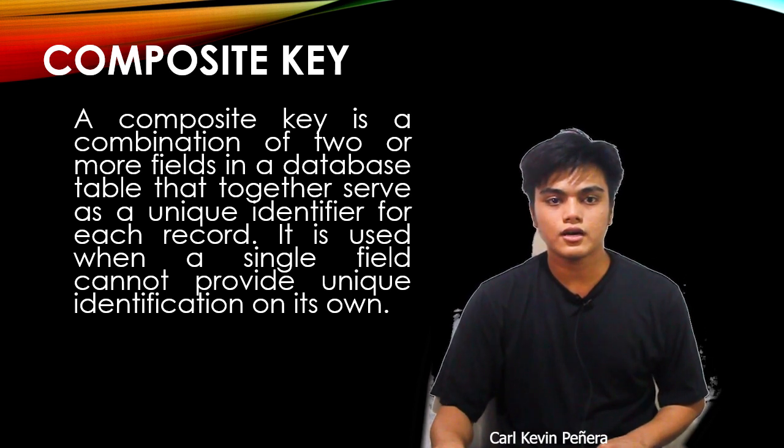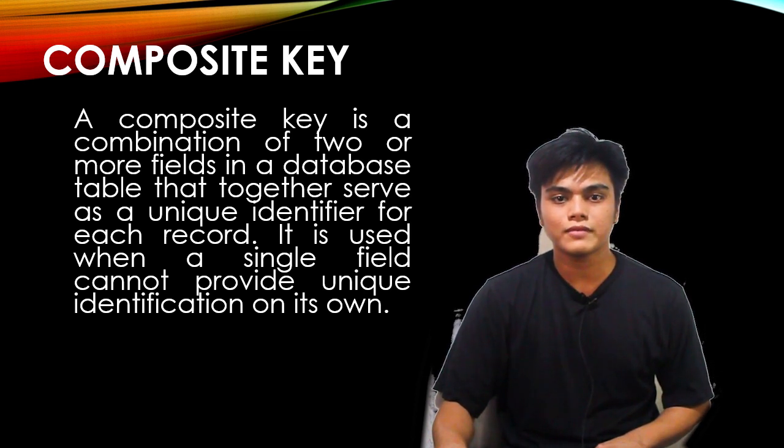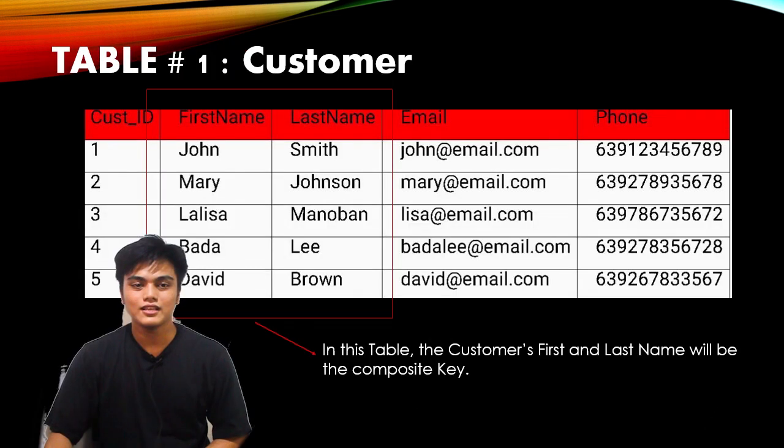Composite key. A composite key is a combination of 2 or more fields in the database table that together serve as unique identifier for each record. It is used when a single field cannot provide unique identification on its own. In this table, the customer first and last name will be the composite key.